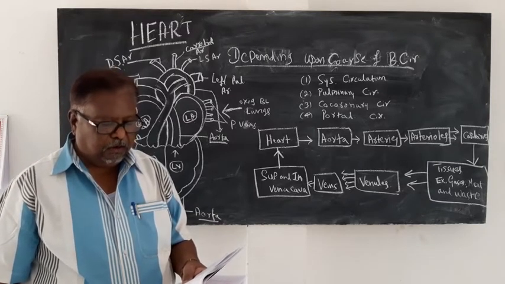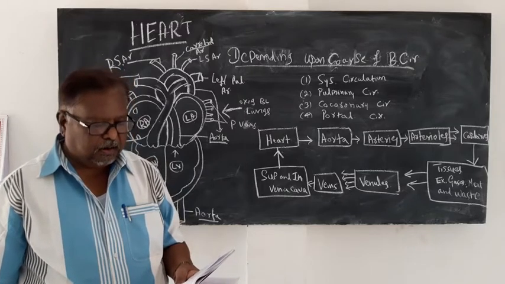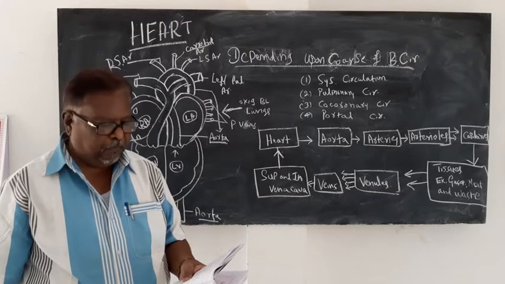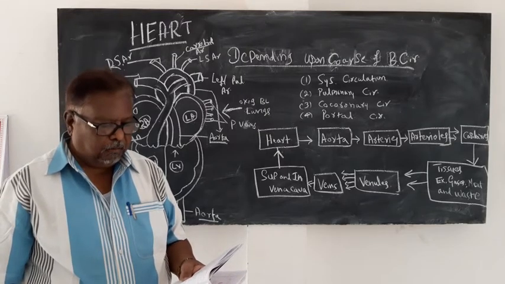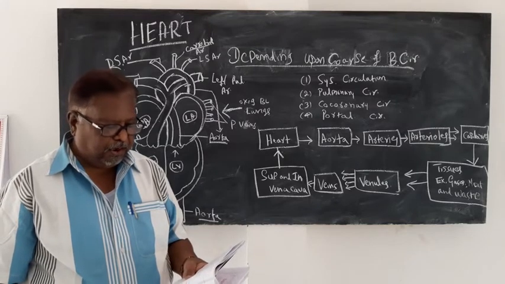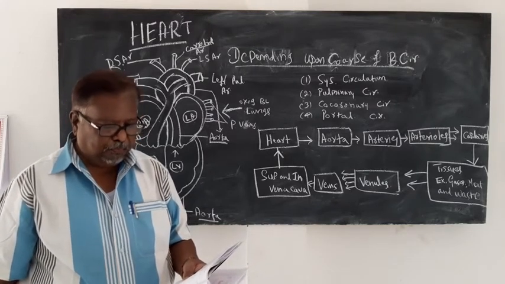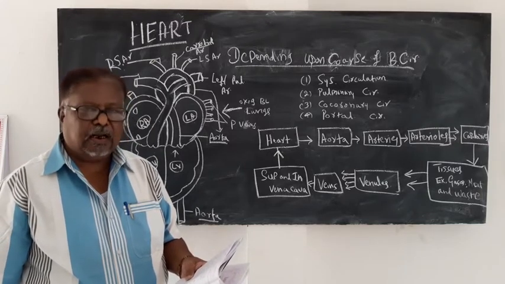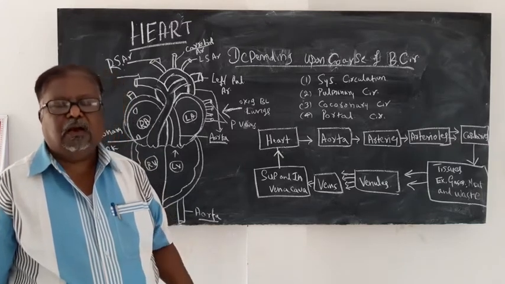In the veins, the blood from the upper part of the body is drained by the large vein, the superior vena cava, and the blood from the lower part of the body is drained by the inferior vena cava. These two veins carry deoxygenated blood back to the right auricle of the heart.